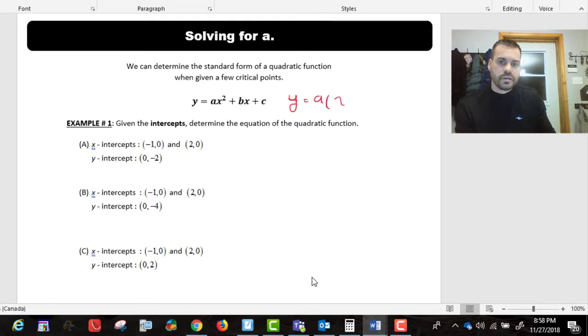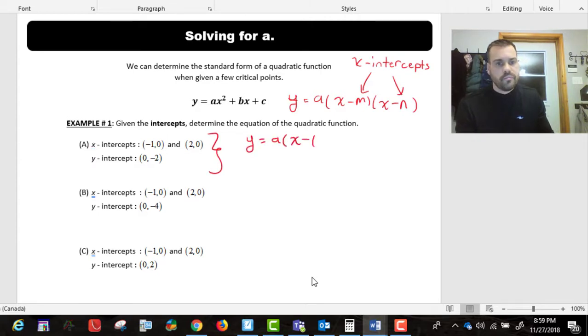And so what happens is you can write it like this. And this m and n, these are your x-intercepts. So if I'm given the x-intercepts, I can write my equation as a times x minus m, the first x-intercept, which is minus 1, and x minus n, which is the other x-intercept. So that gives me an equation that says this: a is multiplied by x plus 1, which is multiplied by x minus 2.